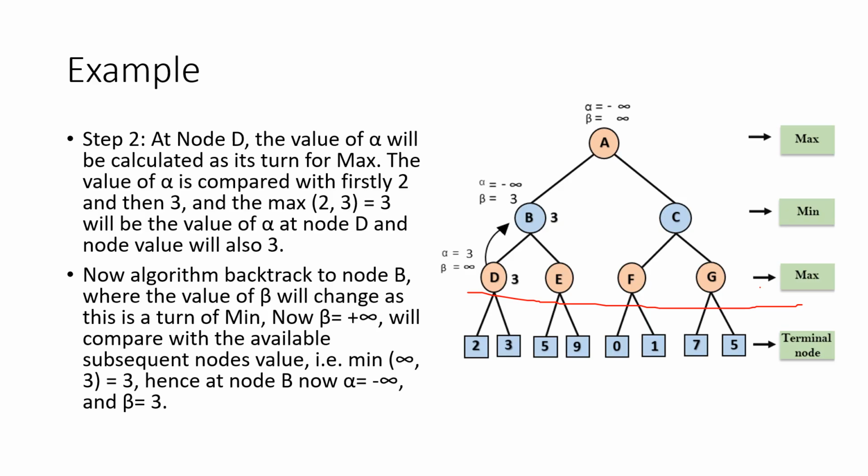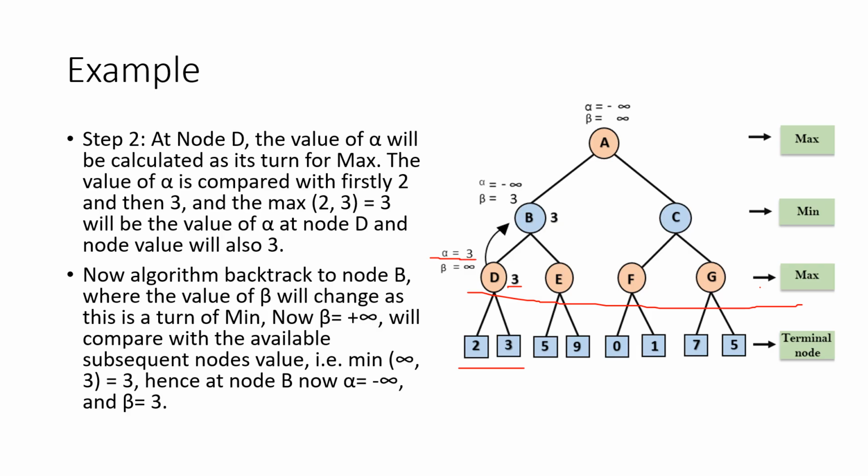So the value of alpha will be updated. Alpha will be calculated. Here we can see that D has terminal nodes 2 and 3. It will select the maximum. This is the max node, so it will select the maximum of 2 and 3. So the value is 3. 3 is the maximum value. So its minimax value is 3, and it also updates alpha.